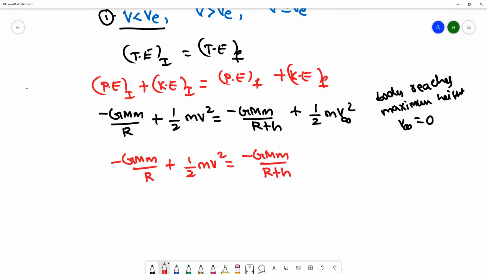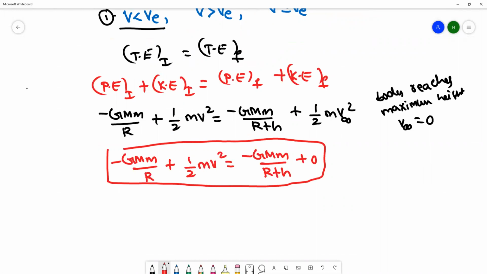So this velocity, because the body goes up, it reaches a maximum height. So it will fall down. So it will be 0. So minus GMm by R plus half mv square is equal to minus GMm by R plus h.